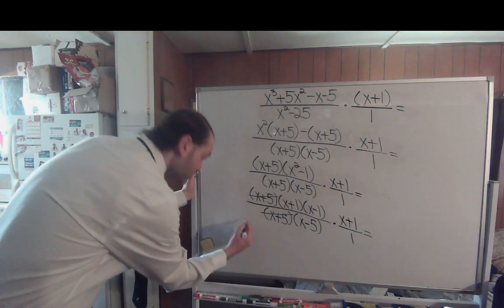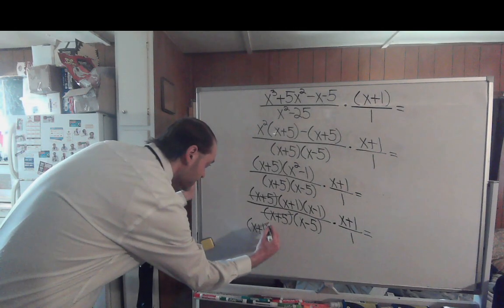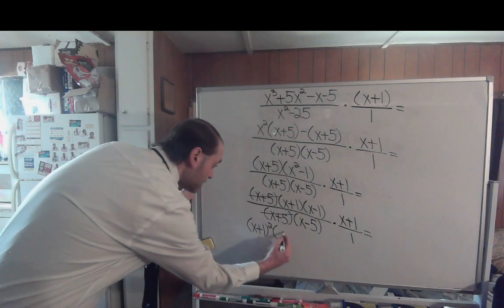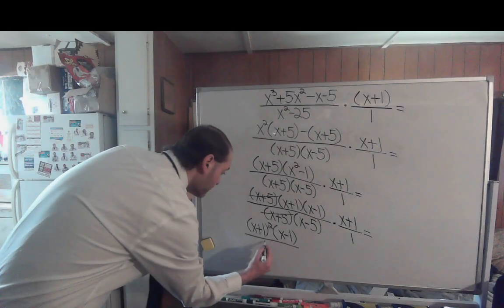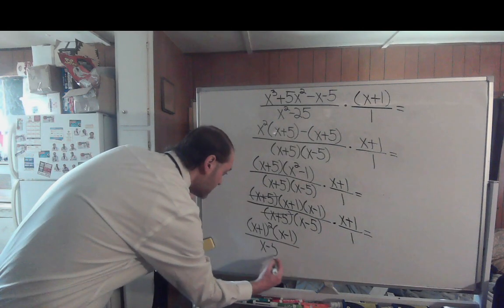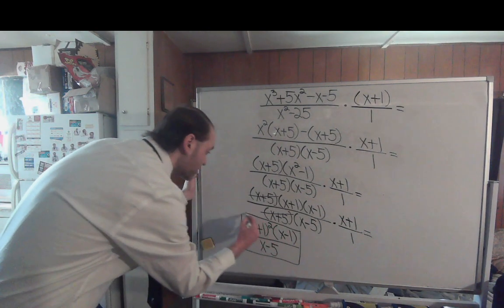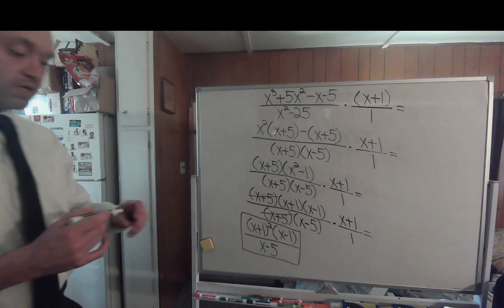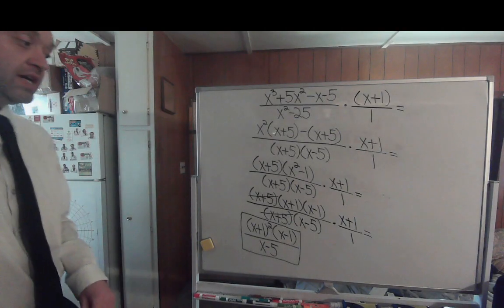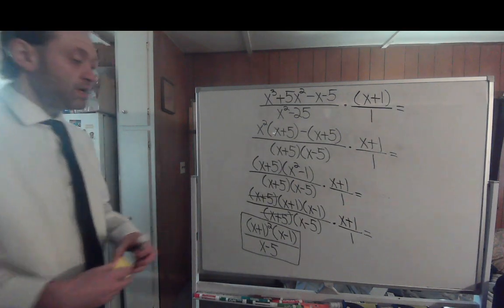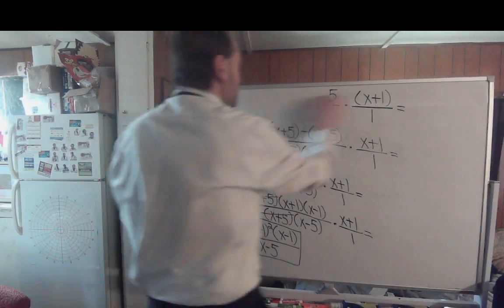So the simplest way to write this would be x plus 1, that quantity to the second power, times x minus 1, all over x minus 5. And that would be the best we could do to simplify this. This will turn into x plus 1 squared times x minus 1 over x minus 5. I got one more for multiplication, then we'll move on to division.